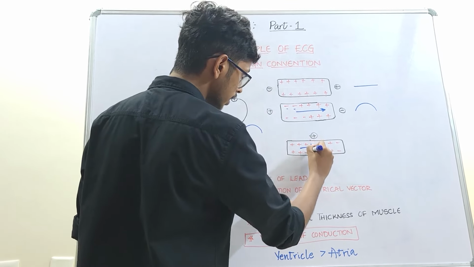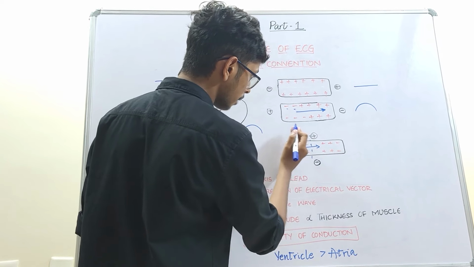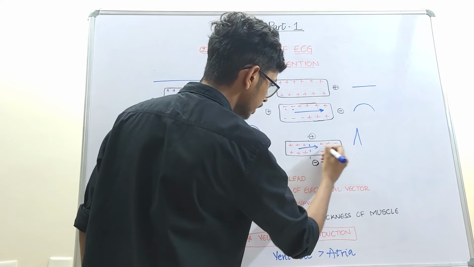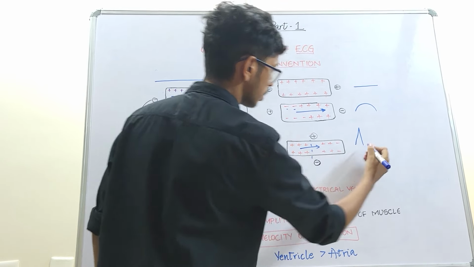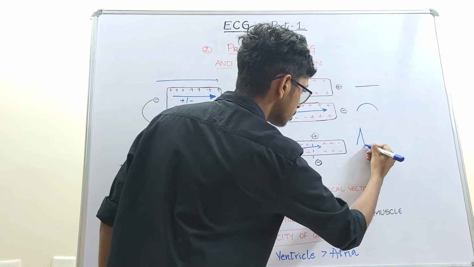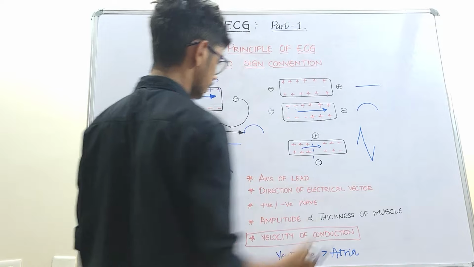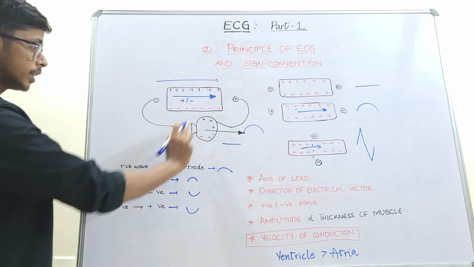Till here, the positive wave is coming nearer to the positive electrode, so we will get a positive wave. After here the positive is going away from the positive electrode. If the wave is going away from the positive electrode, there will be a negative depression or negative wave. To make it simple, I have written these things here.